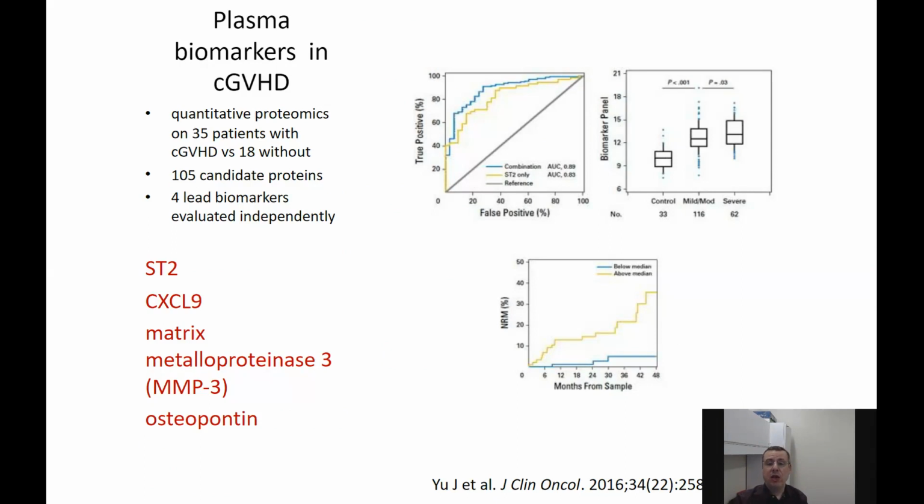Plasma biomarkers using multiplex panels have also been performed in chronic GVHD. In this study, 35 patients with chronic GVHD were compared with 18 patients without, and 105 candidate proteins were investigated, with 4 lead biomarkers, which demonstrated a good predictive score of almost 0.9.